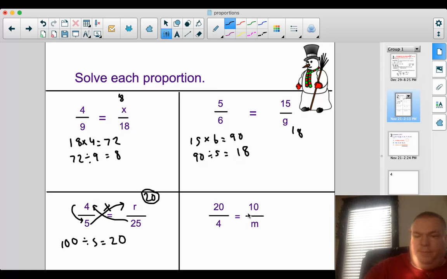Okay, let's do another one. All right, so I'm going to start with the 10. 10 times 4 is 40. Then I'll go up here and I'm going to divide by 20. And that will give me what M is. So 40 divided by 20 is 2. Okay, so M is 2. 20 over 4, or 20 to 4, is the same as 10 to 2. Again, you might notice 10 is half of 20, 2 is half of 4. So proportionally it fits.